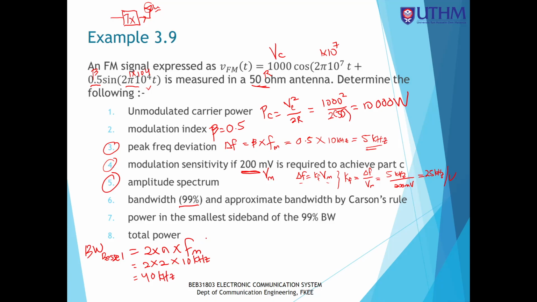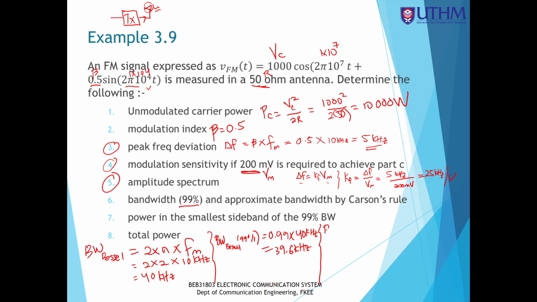And then bandwidth Bessel 99% is equal to 99% of the Bessel bandwidth. So 99% of 40, how much? 0.99 times 40k is 39.6 kilohertz. So this is the bandwidth by Bessel.